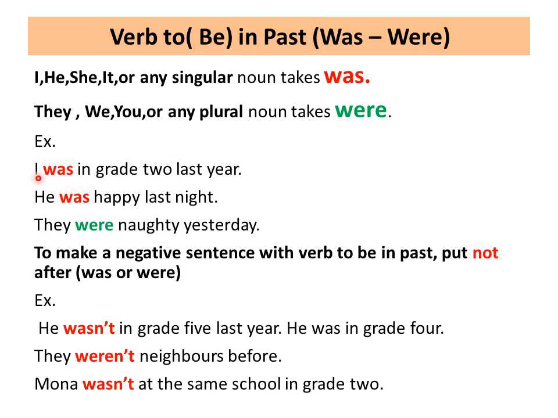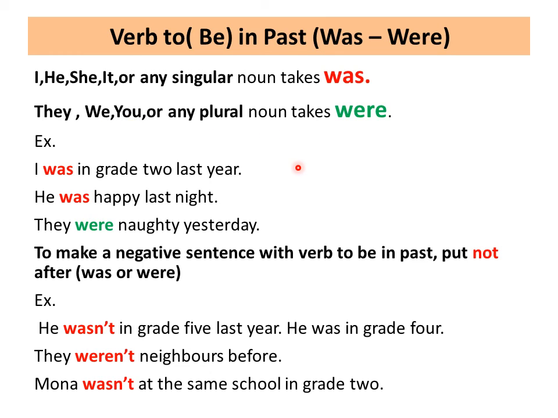For example, I was in grade 2 last year. Now you are in grade 3. Last year, I was in grade 2. He was happy last night. They were naughty yesterday. So to make a positive sentence, you use was or were. I use was with I, he, she, it, or any singular. And I use were with they, we, you, or any plural noun.